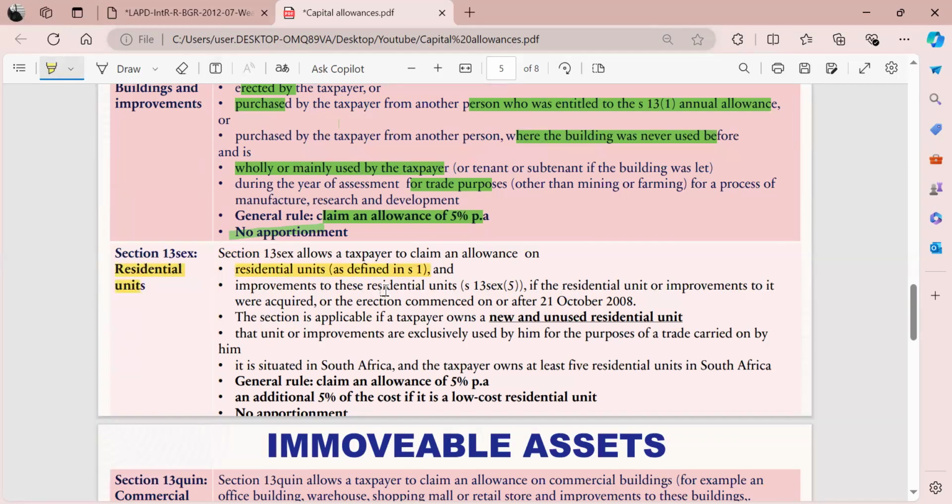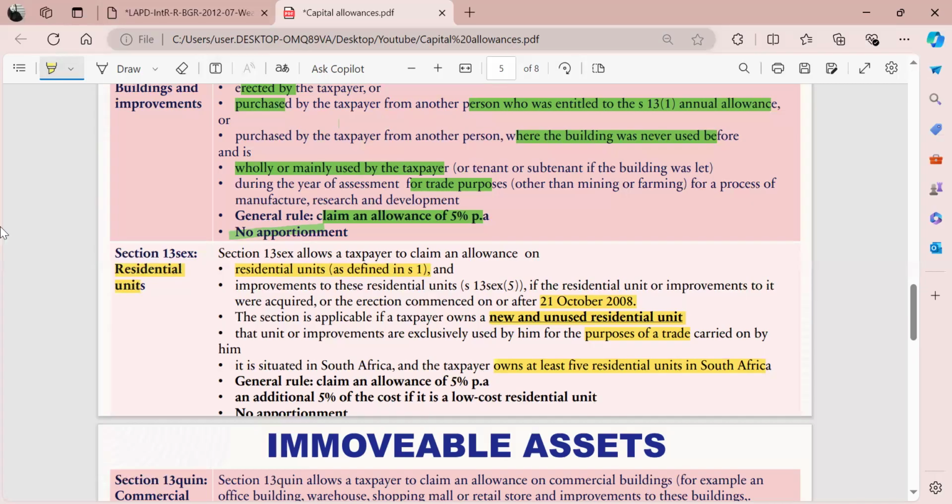If the residential unit or improvement to it were acquired or the erection commenced on or after 21 March 2008. The section is applicable if a taxpayer owns new and unused residential units. That unit or improvements are exclusively used by him for the purposes of trade carried on by him and is situated in South Africa, and the taxpayer owns at least 5 units in South Africa.